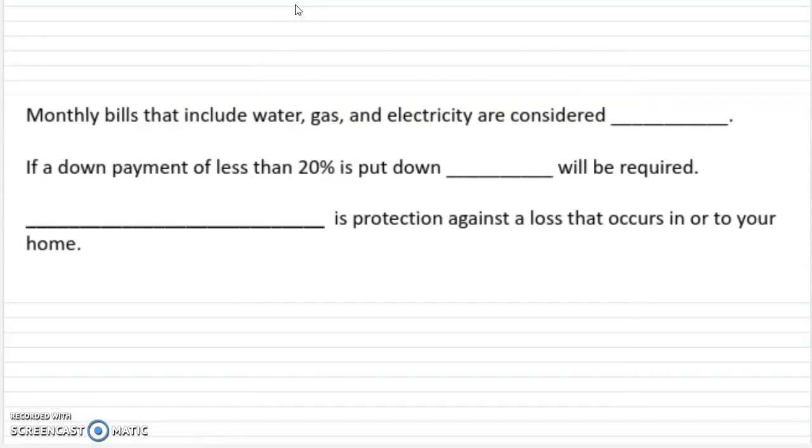Question 8. Monthly bills that include water, gas, electricity are considered blank. Question 9. If a down payment of less than 20% is put down, blank will be required. And question 10. Blank is protection against a loss that occurs in or to your home. Be sure to look over your notes. We've covered all of these vocab terms at one point.